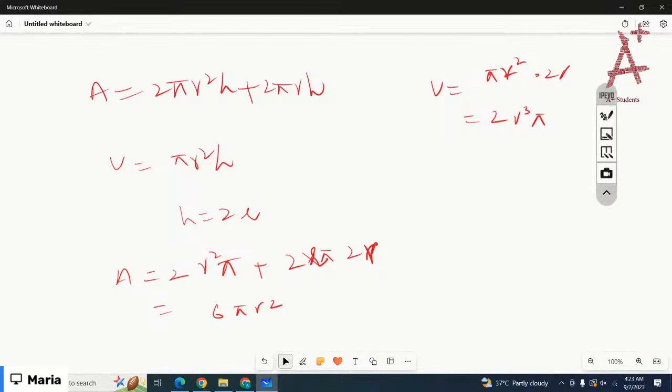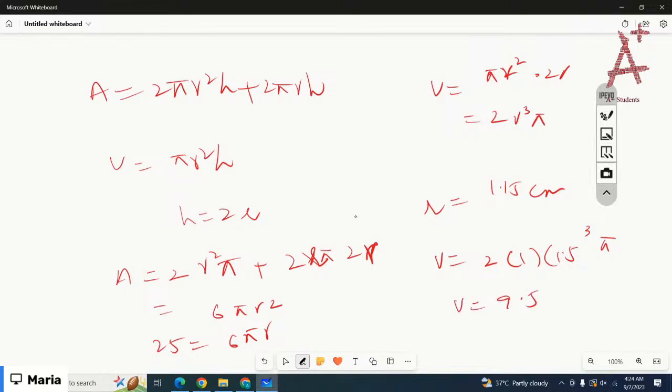So we are given the surface area is 25. So it would be 25 equals 6 pi r squared. So that means r equals 1.15 centimeters. So we know that V equals 2 pi r cubed, that is 2 pi times 1.15 cubed. Volume equals 9.55 centimeters cubed, right?